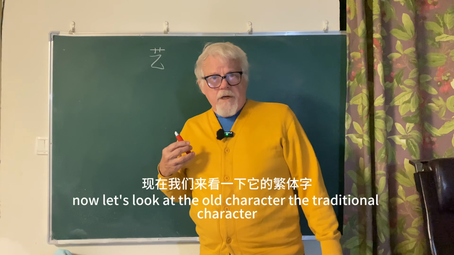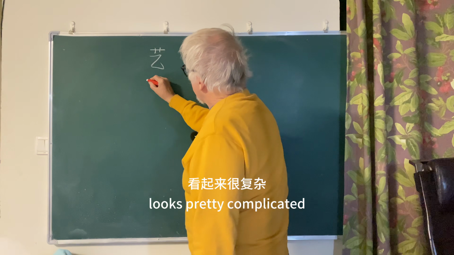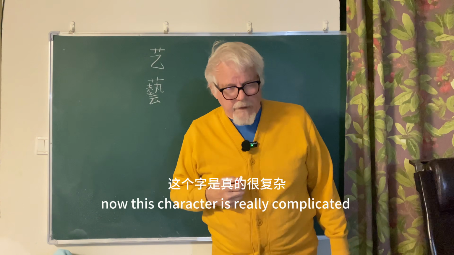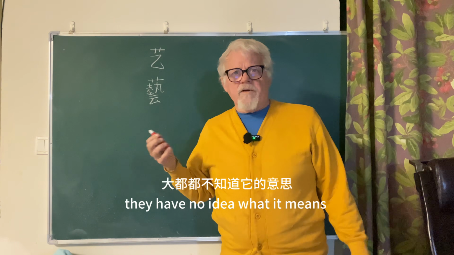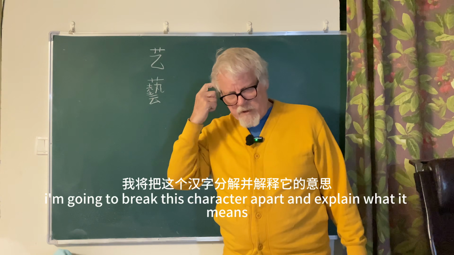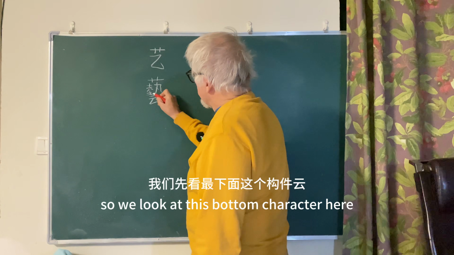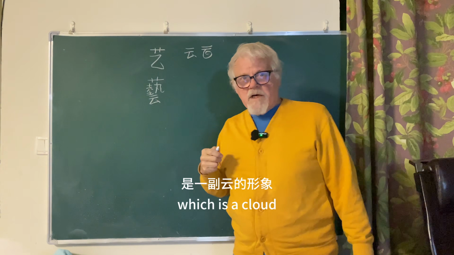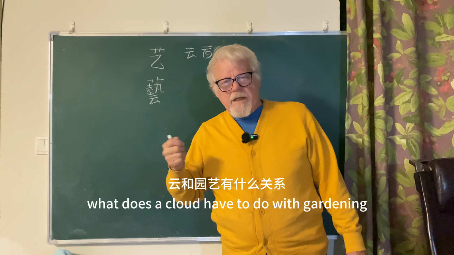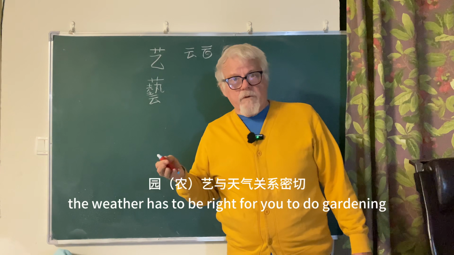Now let's look at the old character, the traditional character. It looks pretty complicated. It looks like this. Now this character is really complicated, and most modern Chinese people don't have an idea what it means. No clue. I'm going to break this character apart and explain what it means. First of all, it means art. So we look at this bottom character here, which is a cloud. And it looks pretty much like a cloud hanging there in the sky. What does a cloud have to do with gardening? Well, it has to do with weather. The weather has to be right for you to do gardening.